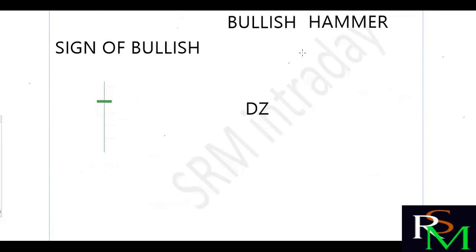And it is exactly opposite to the inverted hammer. Simply it is a hammer, and it is better if it is a green candle; we can give more priority to this. And this is obviously quite opposite now. It is valid only if it is present at a demand zone.